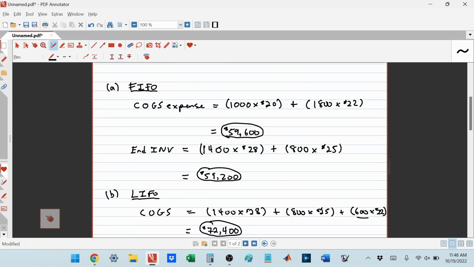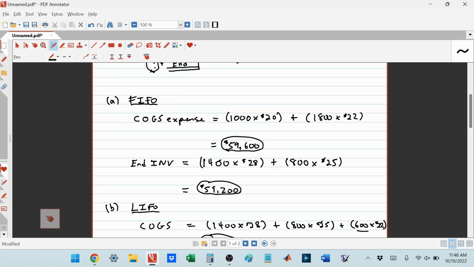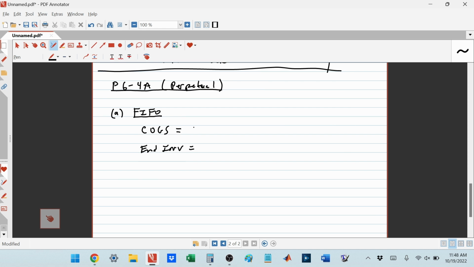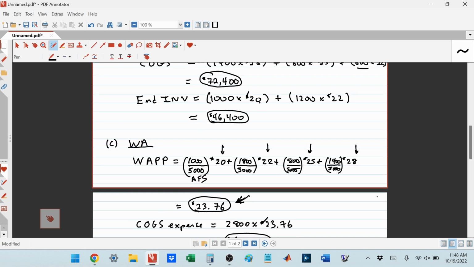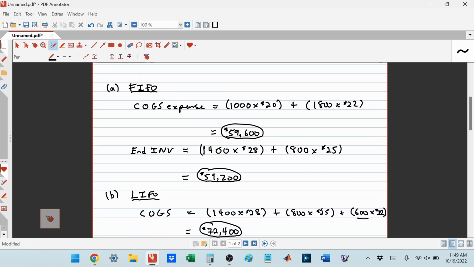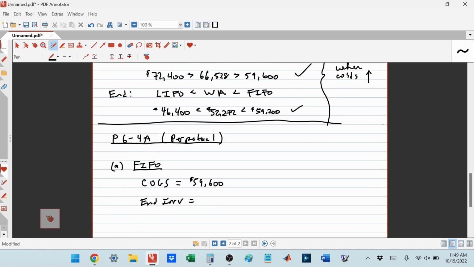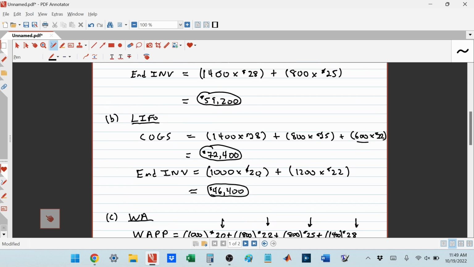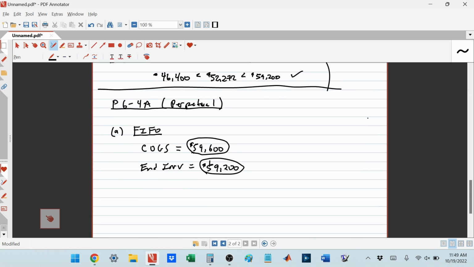So whatever we computed for FIFO for COGS under the periodic system, 59,600, that's the same thing you're going to get for FIFO COGS under the perpetual system. And whatever we computed for FIFO ending inventory under the periodic system, $59,200, that's the same estimate we're going to get for ending inventory if we use FIFO under the perpetual system. So we're already done with FIFO. Let's move to LIFO.